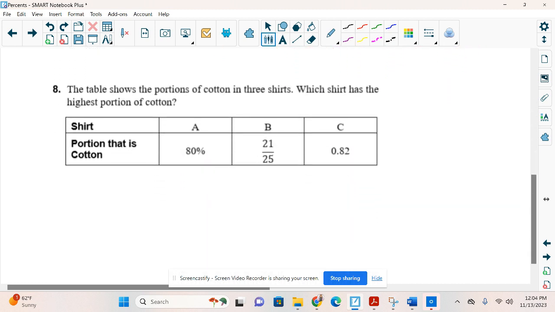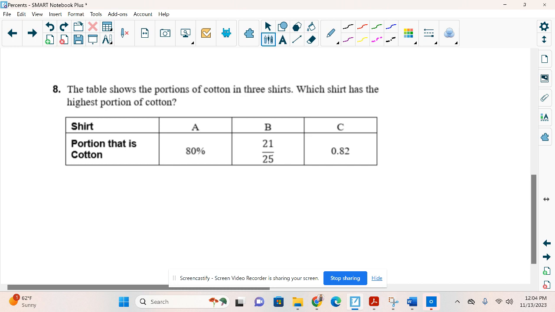Alright, number 8. It says the table shows the portions of cotton in 3 shirts. Which shirt has the highest portion of cotton? We're comparing, so we need to change them all to something. Kennedy said change to a percent. Y'all be able to change them to a percent? Alright, so 21 over 25 as a percent.